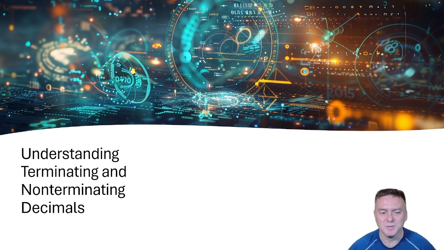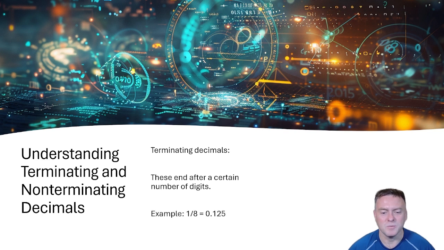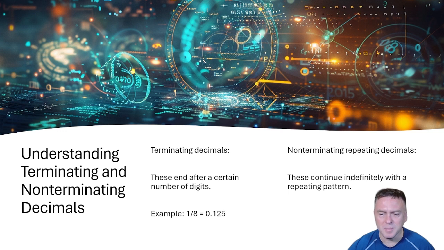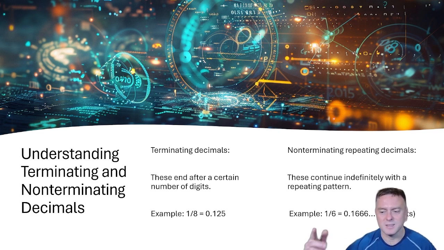So to understand the difference between terminating and non-terminating, a terminating decimal is really easy. They have an end after a certain number of digits. So if we did 1 divided by 8, it just equals 0.125. There's nothing else after that. Whereas if we have a non-terminating or repeating decimal, these are patterns that keep on going forever and ever. So for example, if we do 1 divided by 6, it equals 0.1666666666666, and that would keep on going on and on and on. So that's the main difference.